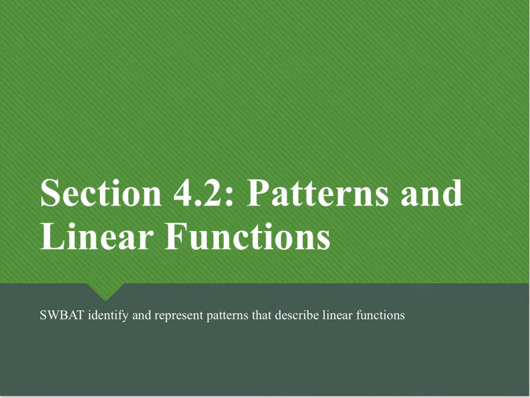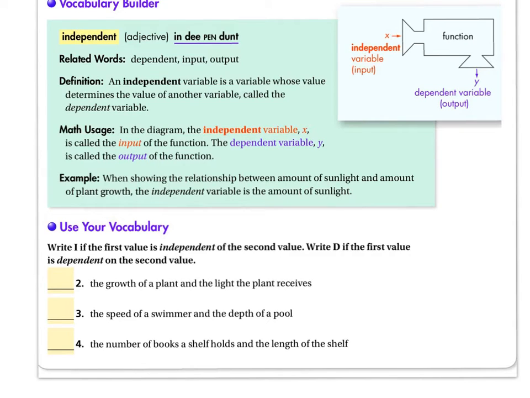Welcome to Chapter 4, Section 2 of Algebra, Patterns and Linear Functions. We have one vocabulary word right now, that is independent. An independent variable is a variable whose value determines the value of another variable, called a dependent variable.